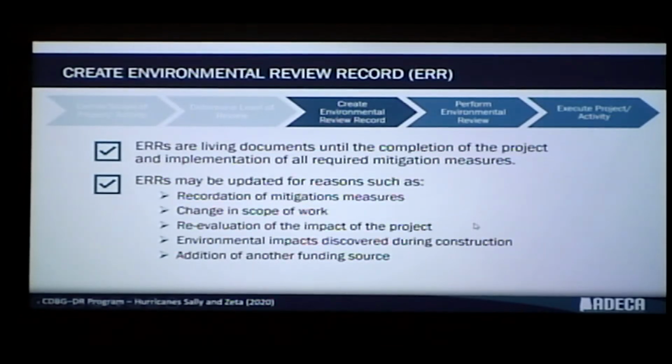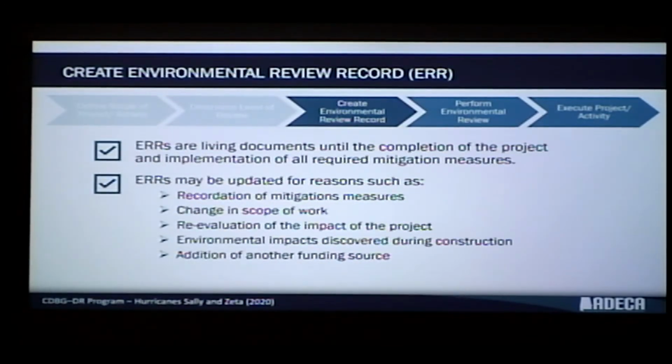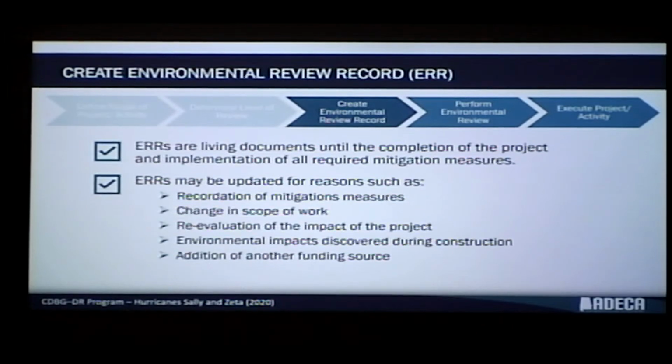So ERRs are living documents until the completion of the project, and they can be updated. So you may need to re-record, say, mitigation measures. Say you're working on a building, you had to tear down a wall, you found asbestos, so you now have to go in there and update the ERR, because now you have to mitigate, abate that asbestos. You can also have a change in scope of work. Now you need to do a change order because you found more work that needed to be done.